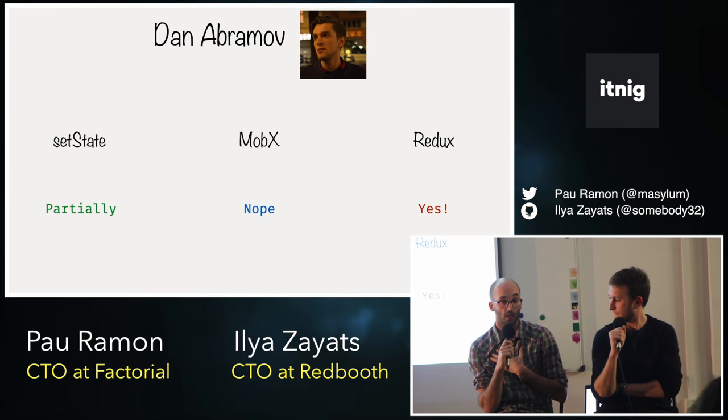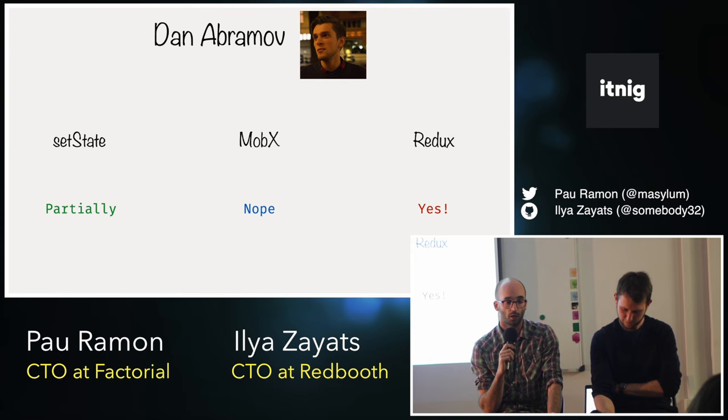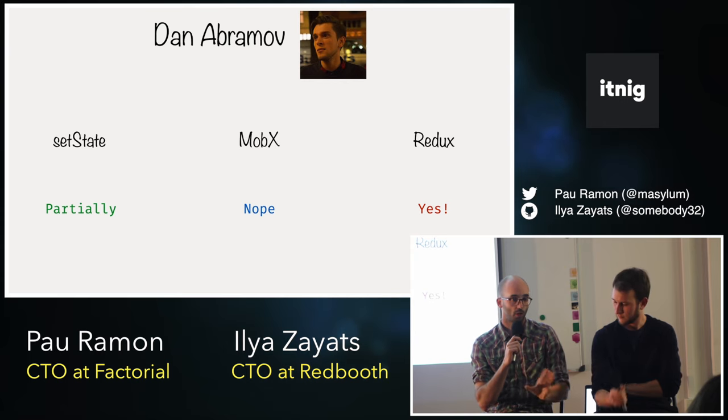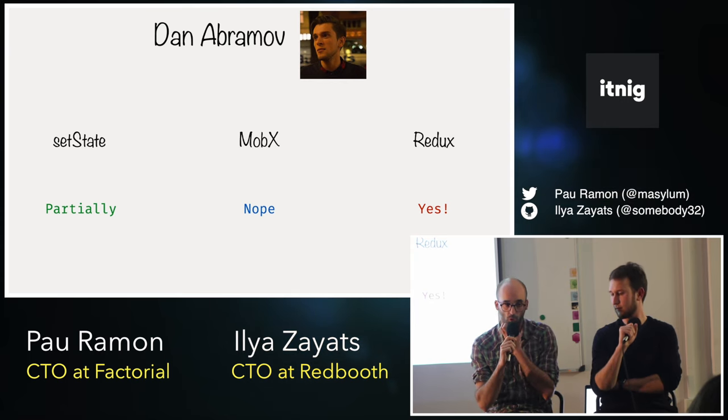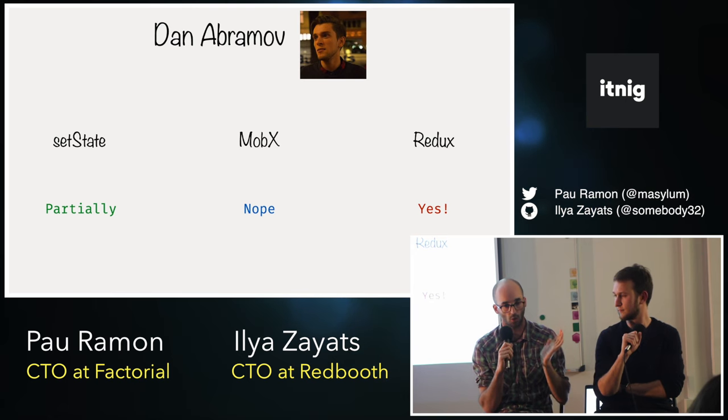I wouldn't say one is easier than the other. I think they have different learning curves. I think both are really hard to master. So I would compare them with an instrument. MobX is more like a guitar that you can take, you can do some chords very easily and you can sing a song and it looks great. And then if you want to be like Jimi Hendrix, it's quite difficult.